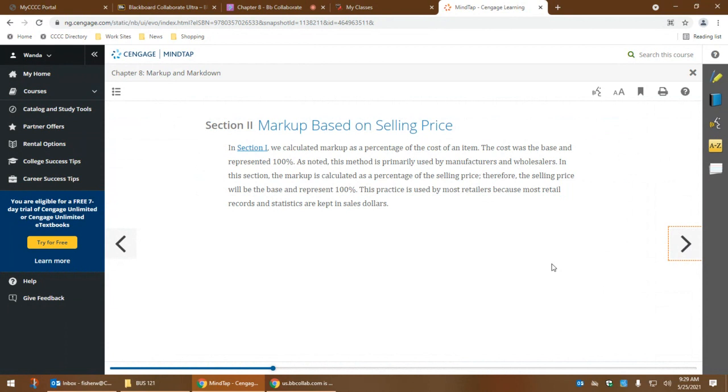This is a lot of times used by most retailers because most retail stores are going to record this and keep their statistics in sales dollars. So again, when we base it off of cost, that's mainly manufacturers and wholesalers. Retailers a lot of times are going to deal with, okay, what is the selling price? Because that's what's important to them. What did they end up selling it for? Everything revolves around that. Just like in the last section, the problems will tell you if the markup is based on cost or if the markup is based on selling price.